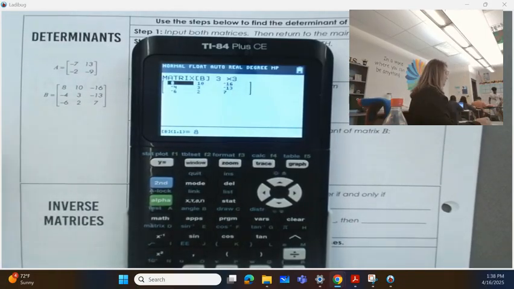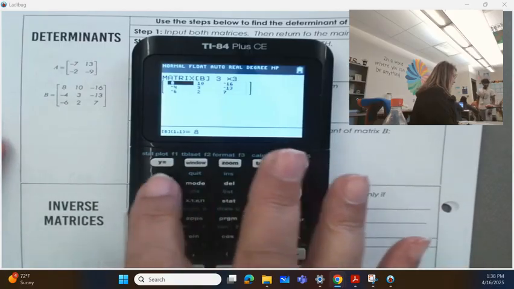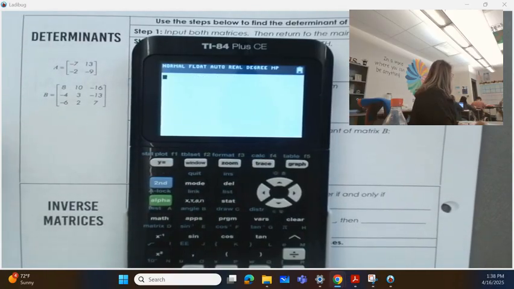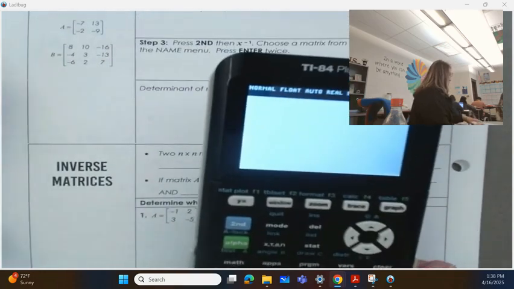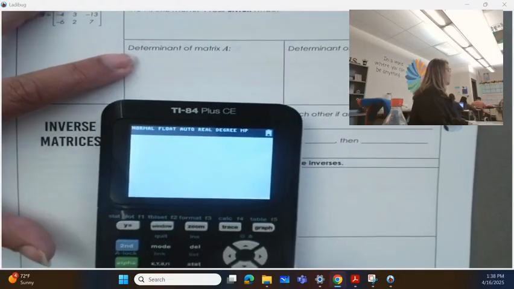Okay, in the graphing calculator, once you have them in, and then we'll just go back to the home screen, in under matrix A or matrix B, if I want to find, it says find the determinant of matrix A.